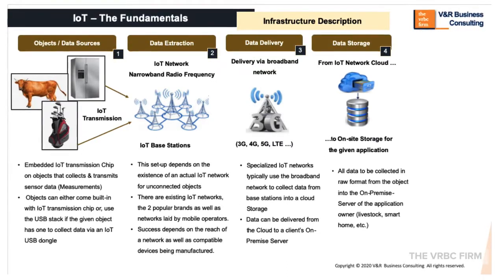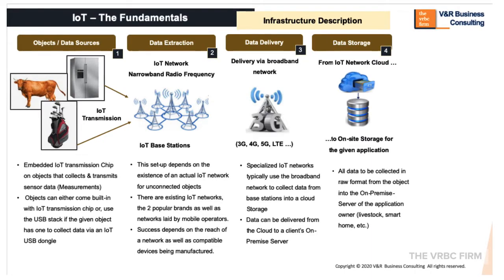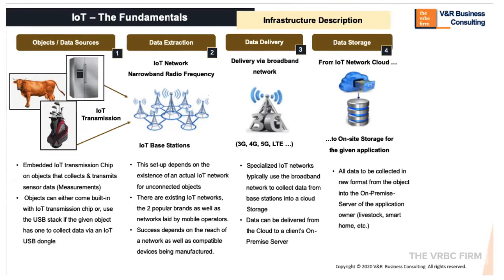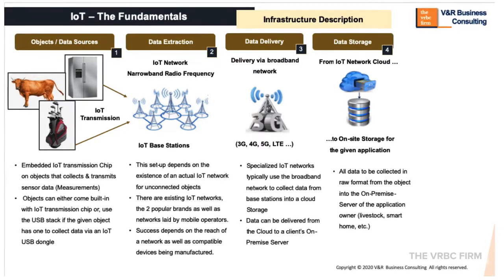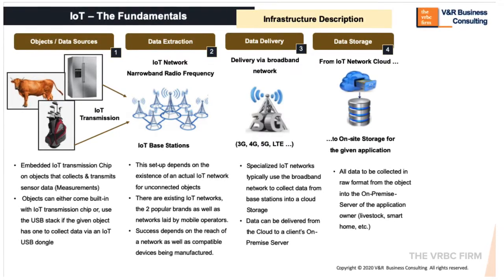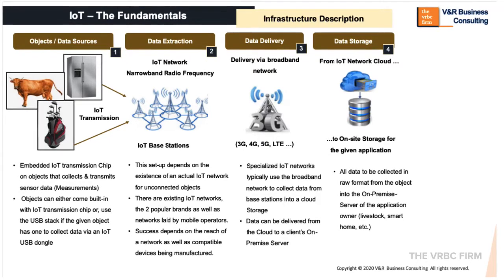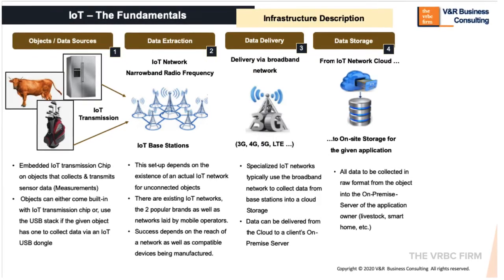Of course, if the object owner has their own IoT network, that is, they've placed a bunch of beams around their farm with a transmitter attached to each livestock's ear, then the collection to storage process is much easier since the IoT application is on a smaller scale.